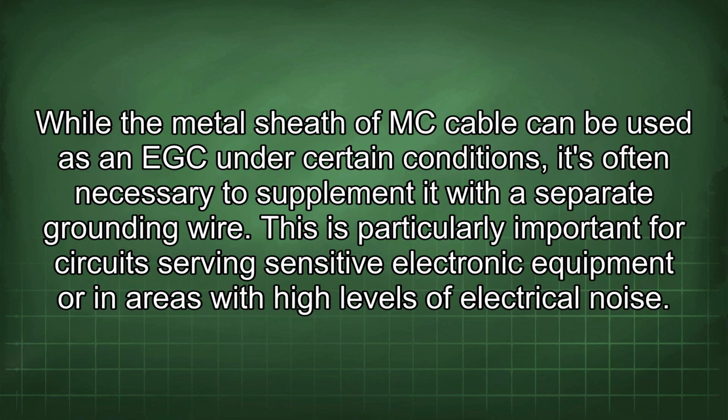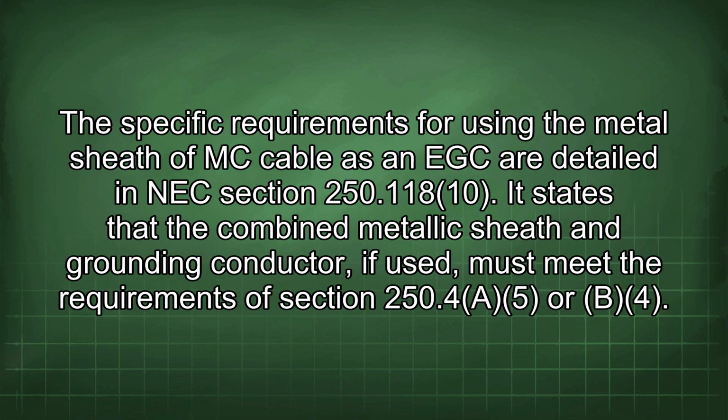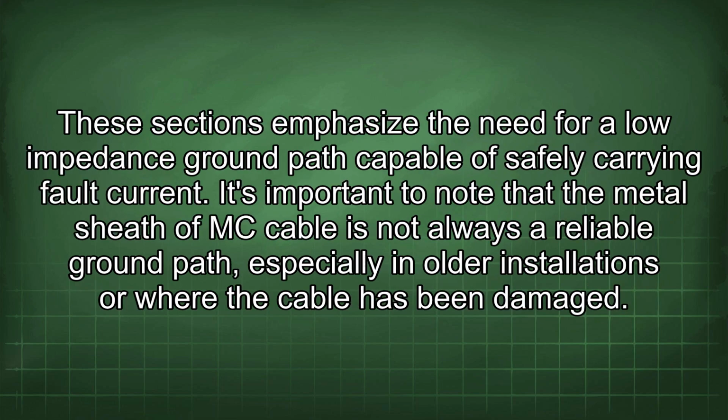While the metal sheath of MC cable can be used as an EGC under certain conditions, it's often necessary to supplement it with a separate grounding wire. This is particularly important for circuits serving sensitive electronic equipment or in areas with high levels of electrical noise. The specific requirements for using the metal sheath of MC cable as an EGC are detailed in NEC Section 250.118. It states that the combined metallic sheath and grounding conductor, if used, must meet the requirements of Section 250.4(A)(5) or (B)(4). These sections emphasize the need for a low impedance ground path capable of safely carrying fault current.